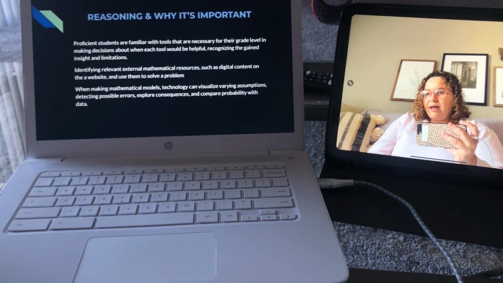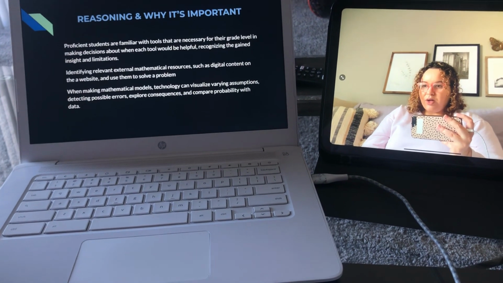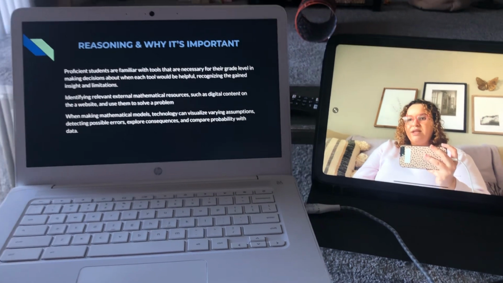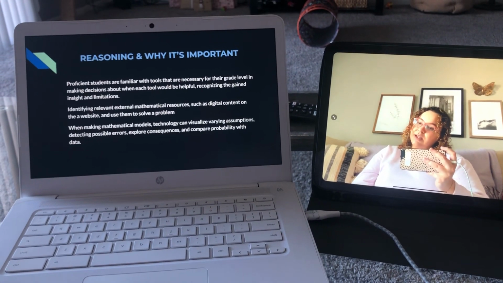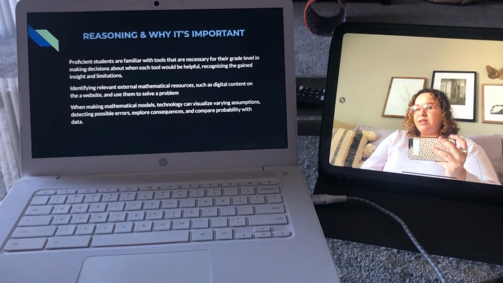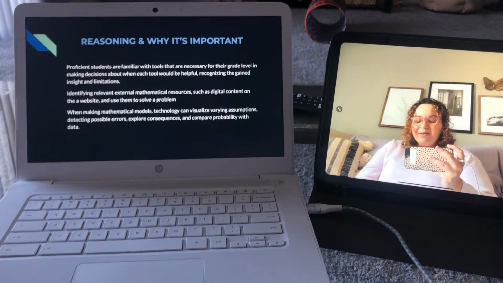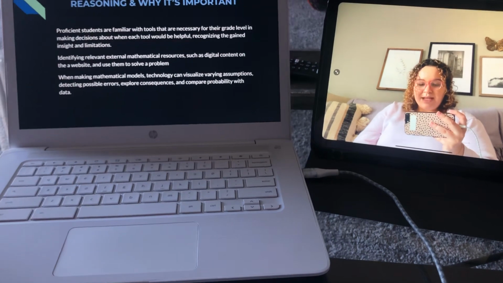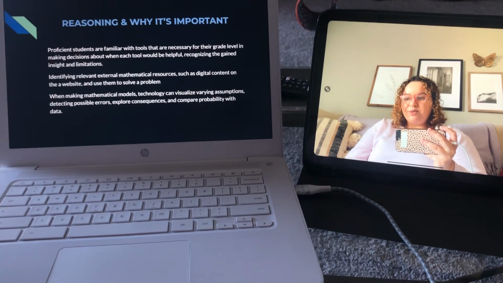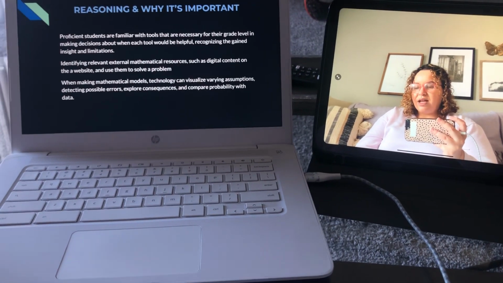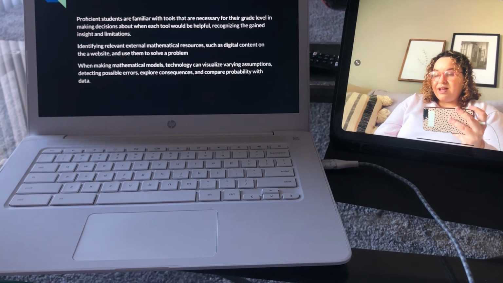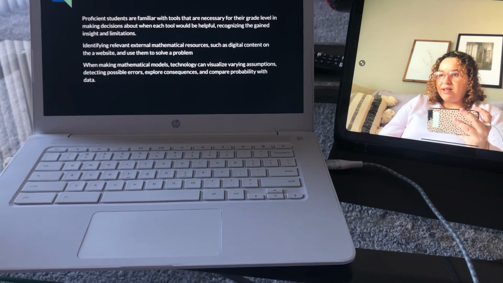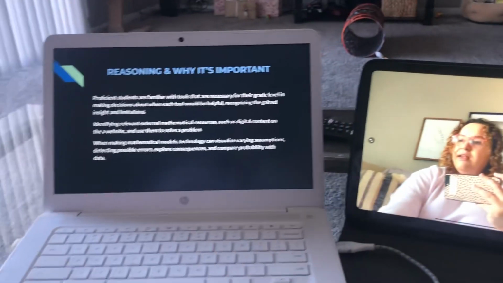When making mathematical models, technology can visualize varying assumptions, detect possible errors, explore consequences, and compare probability with data. That reminded me of the problem set that we just had recently too. So I think it was pretty neat that I got this math practice as well.